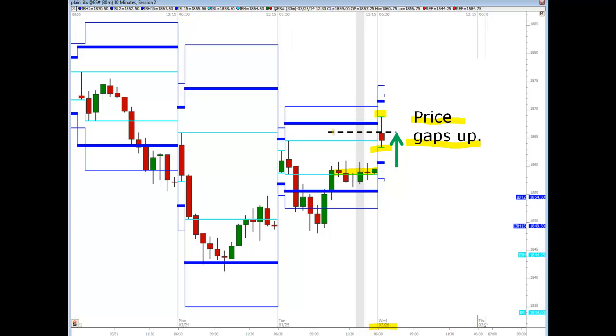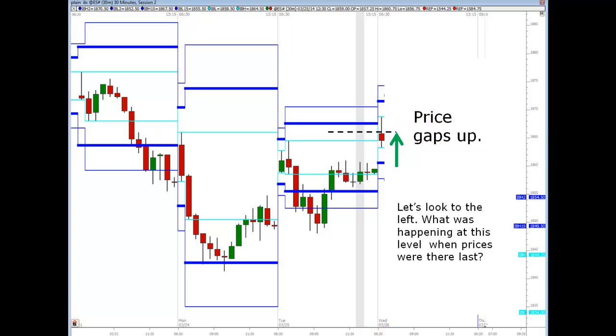The first thing we want you to do is to begin to learn to look to the left. Have we overcome the sellers? Are we above our resistance zones? And I hope that the answer you are saying is absolutely not. When we take a look at these price levels, when prices were there last, we had very strong selling activity. And that's what you want to be looking at.